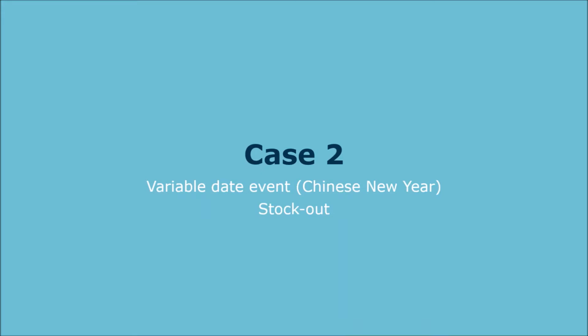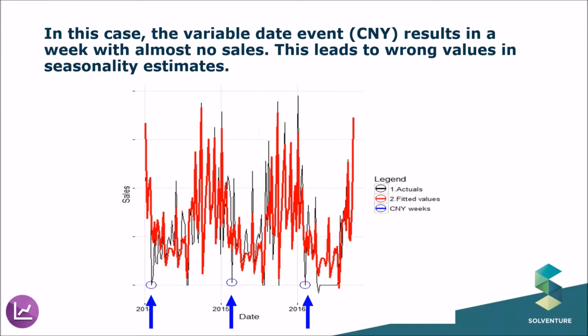Second case, let's call it variable date event. So we will look at modeling Chinese New Year, and we will look at modeling a stock out. So this is data from an FMCG company. If you run a traditional statistical modeling, the red curve is the forecast. The black curve is the real sales data. And step by step we will try to bring the red curve closer to the black curve, the red curve being the forecast and the black curve being the sales.